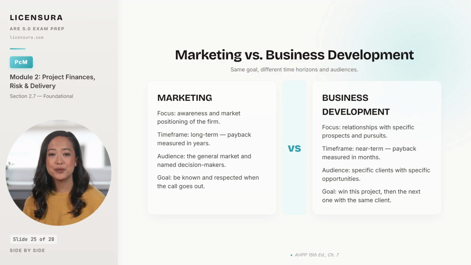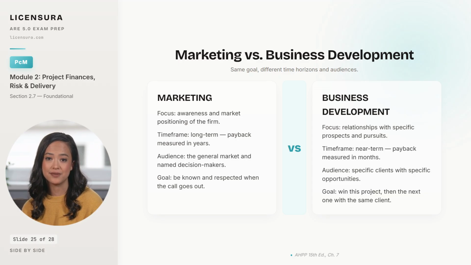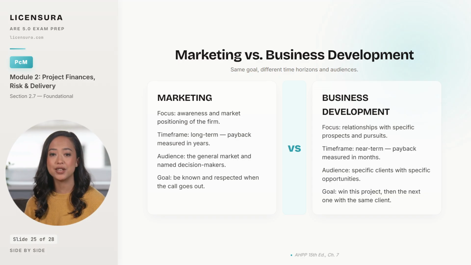Marketing's payback is measured in years. You cannot trace which awards entry led to which call. BD's payback is measured in months. You can name the project and the contract and the fee. Confuse the two, and you misallocate your best people. The firms that do run thin pipelines and eventually fail when a slow quarter forces layoffs. Now let me show you what each engine actually looks like in practice, the concrete activities that fill the calendar.